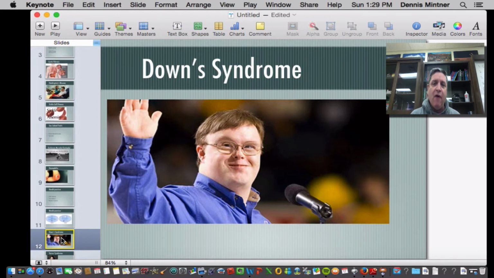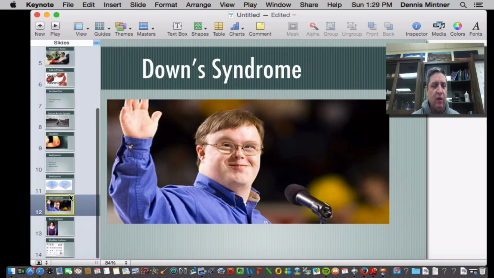But they have issues with learning disabilities, and they have definite facial features. If you notice the hand here, it's fatter and more stubby. There are tests that you can do right away when a child's born to see whether they have this or not. But that's caused by non-disjunction of the 21st chromosome.